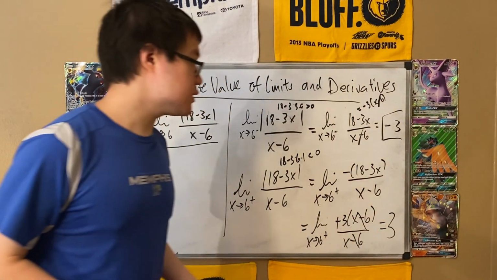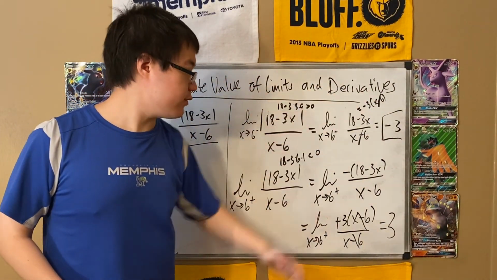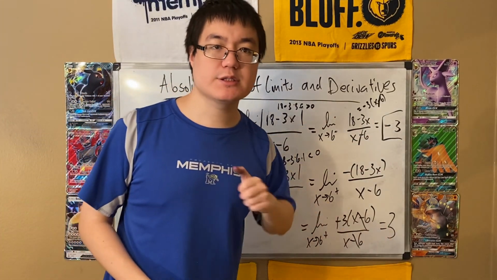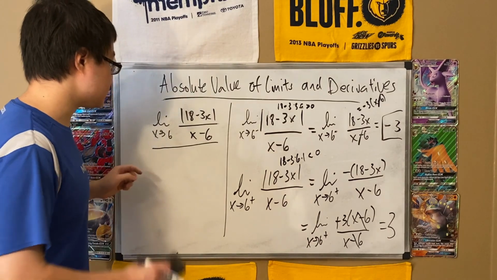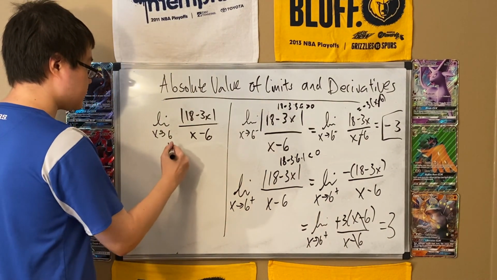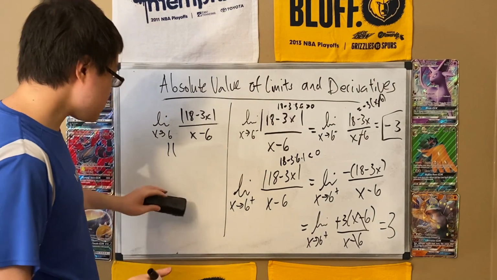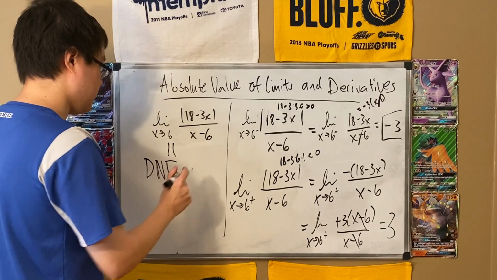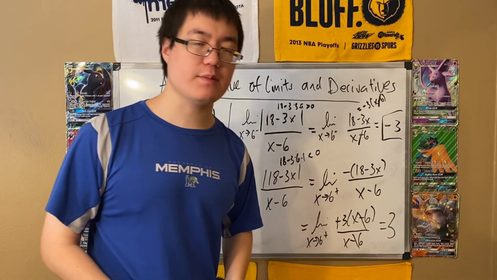So all of this work is we split it up into two different limits. The left limit gave us negative 3. The right limit gave us 3. So what does that mean for our actual limit itself? Because the left limit does not equal the right limit, that means that this limit does not exist, because the left limit doesn't equal the right limit.